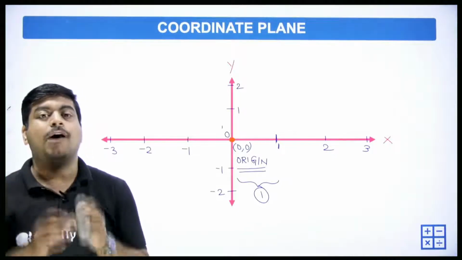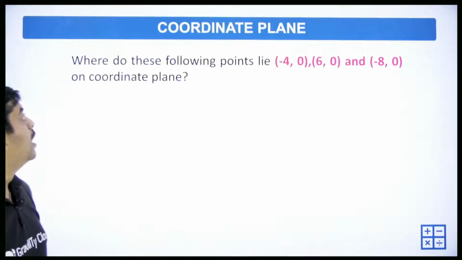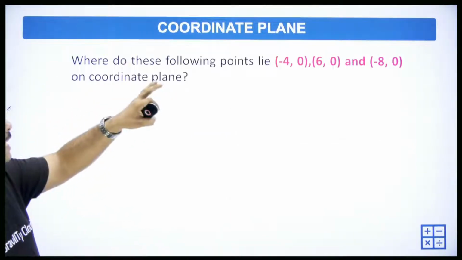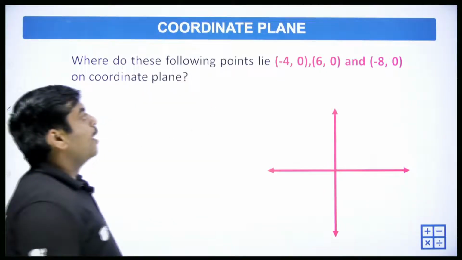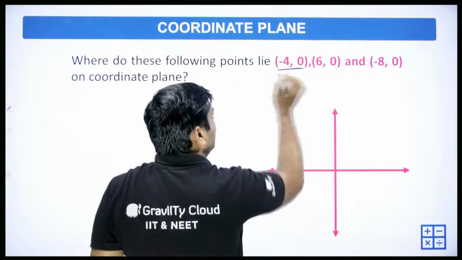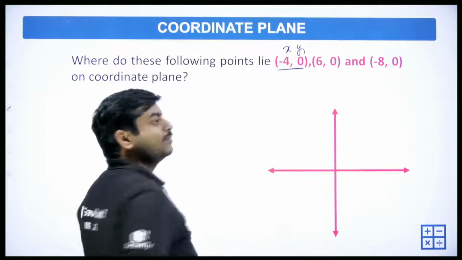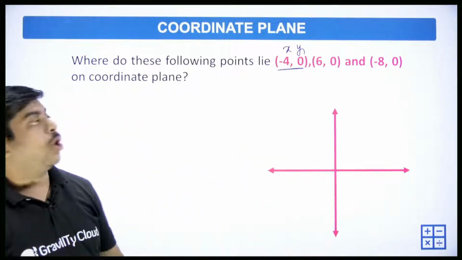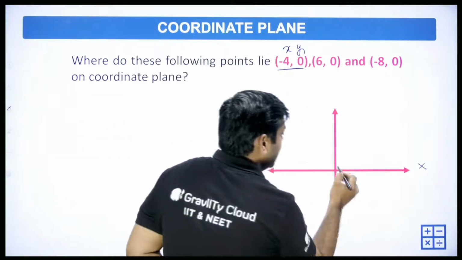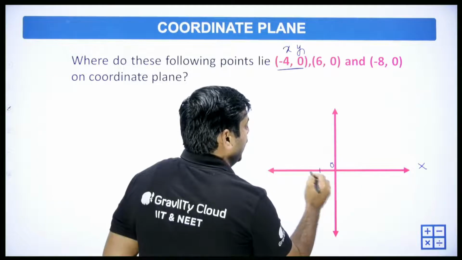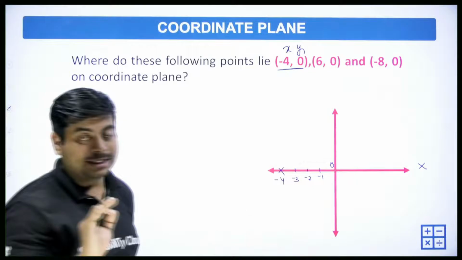Let's try to understand how to plot a few points on the x-axis as well as on the y-axis. Okay, where do these following points lie? -4, 0, 6, 0, -8, 0 on the coordinate plane. I told you, in -4, 0, the first coordinate is always with respect to the x-axis, the second is always with respect to the y-axis. So on the x-axis we need to move to -4. This is the x-axis, 0, -1, -2, -3, and this point is -4.